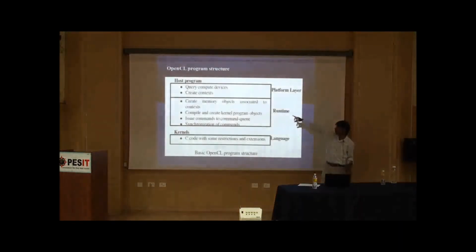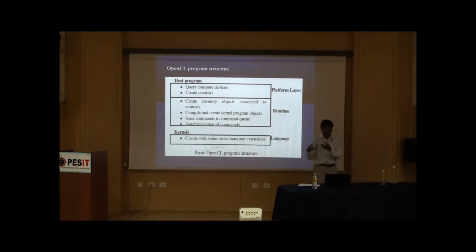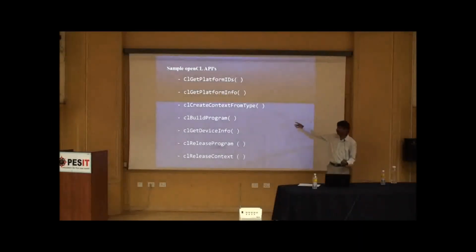The platform APIs query the compute devices and create a context. Likewise, you have clGetPlatformIDs and clGetPlatformInfo. When you are writing your host program, you have to add all of this, because the CPU will execute this and identify how many OpenCL devices are there. So you get the platform info, and after getting it, you can create a context, right?